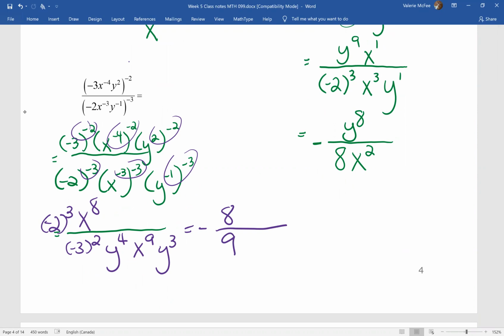I have x in the numerator and x in the denominator. There are more x's in the denominator. One more x in the denominator. My y's are all in the denominator. Keep the base, add the exponents.